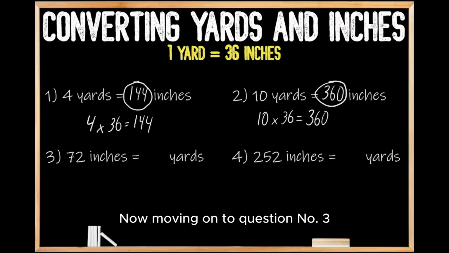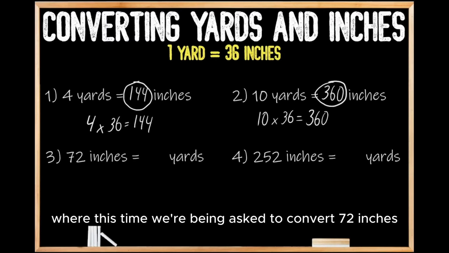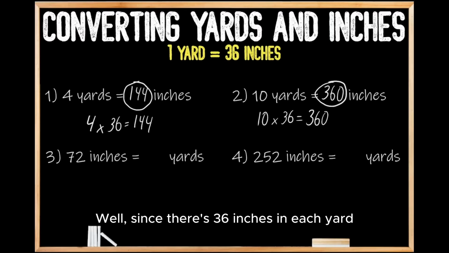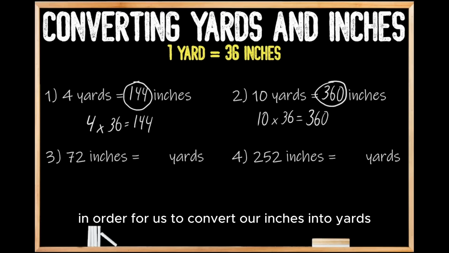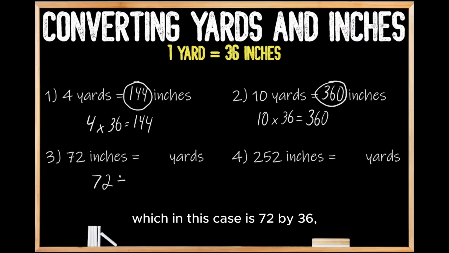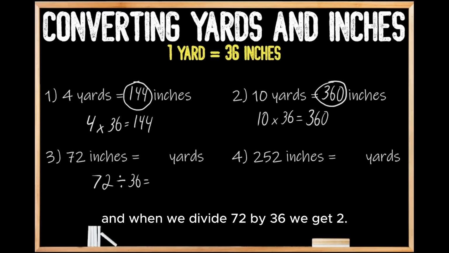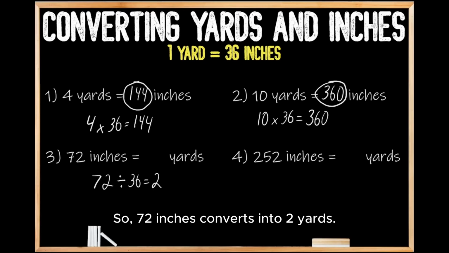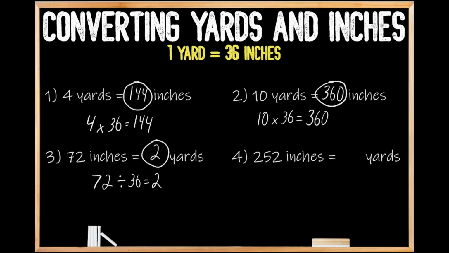Now moving on to question number 3, where this time we're being asked to convert 72 inches into yards. Well, since there's 36 inches in each yard, in order for us to convert our inches into yards, we're going to divide the value of our inches, which in this case is 72, by 36. And when we divide 72 by 36, we get 2. So 72 inches converts into 2 yards.